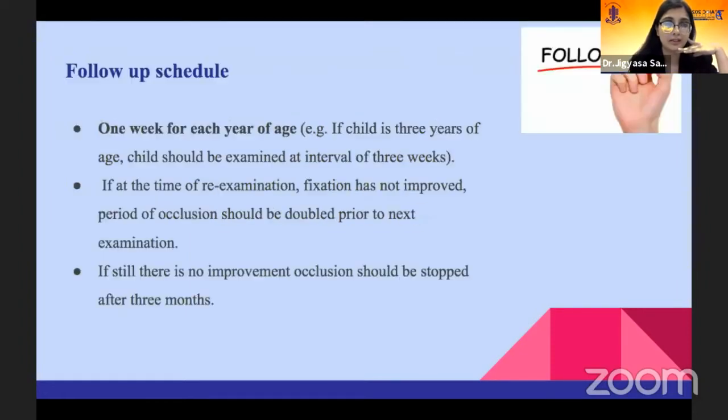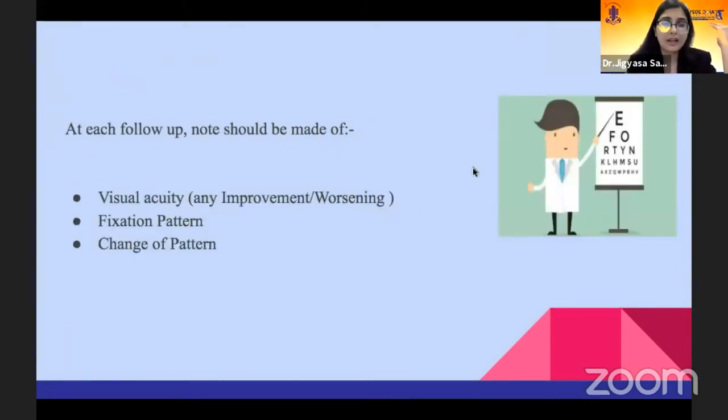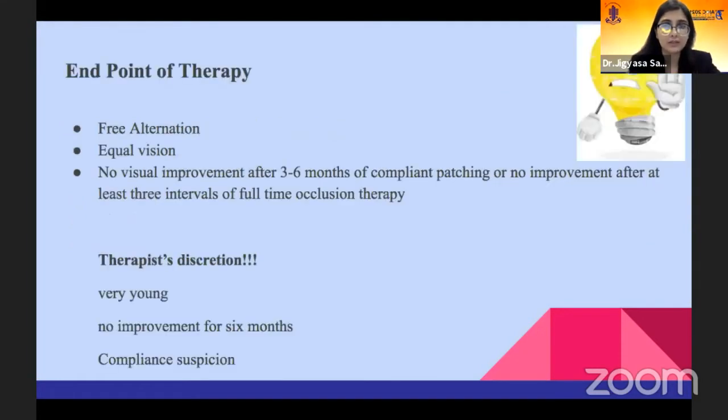So the follow-up schedule follows the algorithm of 1 week for each year of age. If a child is 3 years of age, the child should be examined at an interval of 3 weeks. If at the time of re-examination, fixation has not improved, we can increase the period of occlusion to double prior to the next examination. At each follow-up, we should see the visual acuity, whether it is improving or worsening, the fixation pattern of the child, and any change in the fixation pattern of the child.